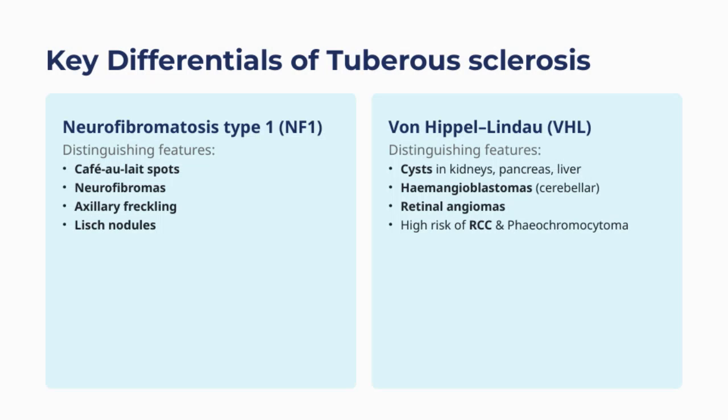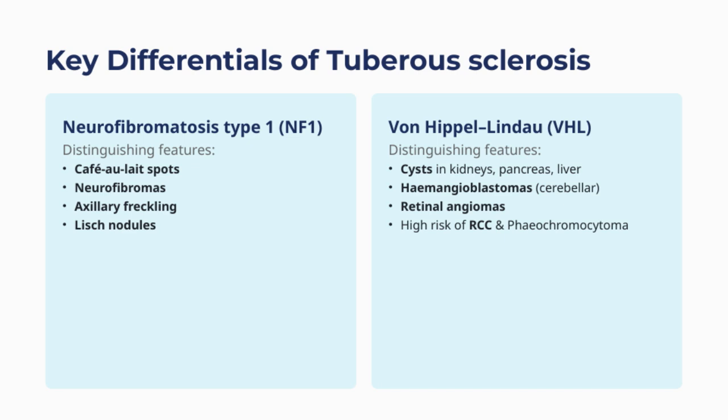Let's take a closer look at von Hippel-Lindau syndrome. This condition is characterized by the presence of cysts in the kidneys, pancreas, and liver, which are important to recognize. Additionally, patients often develop hemangioblastomas, particularly in the cerebellum, which can affect balance and coordination. Retinal angiomas are also common, potentially impacting vision. It's crucial to remember that there is a high risk of developing renal cell carcinoma, or RCC, and also pheochromocytomas, which are tumors of the adrenal glands.